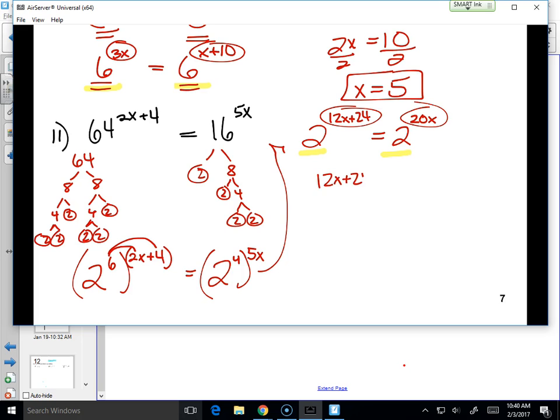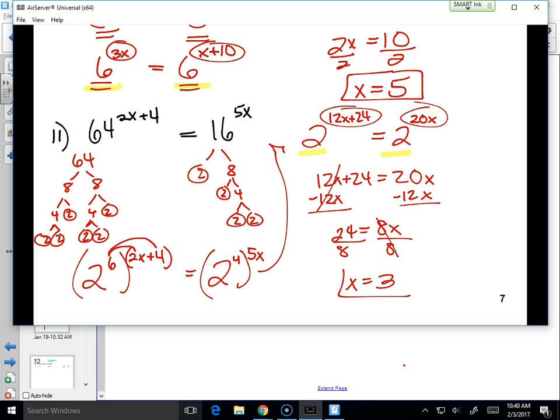12x plus 24 is equal to 20x. What do you guys do? Subtract 24 or subtract 12x? I subtracted 12x. That's a good idea because the x term is on the other side, right? So we have 24 equals 8x. This is algebra at its core. Solve, solve, solve. Can you find x? 3. Got it.